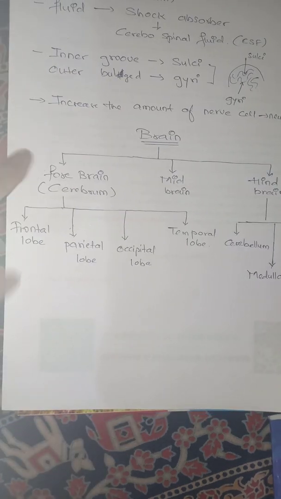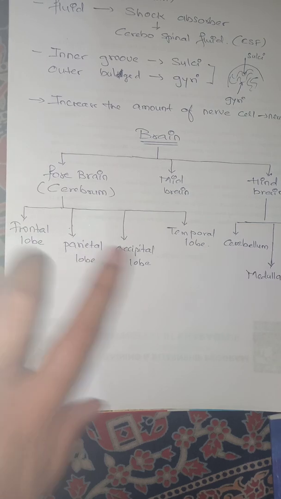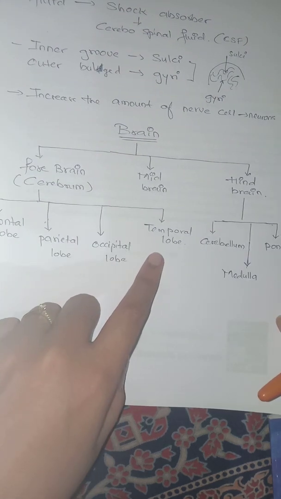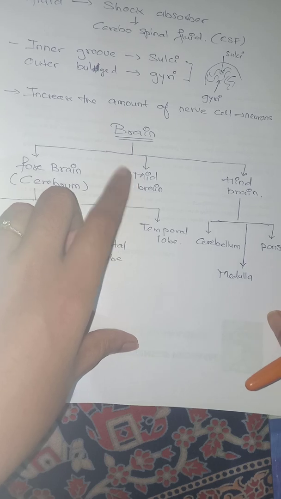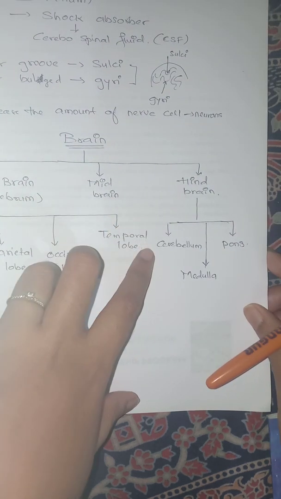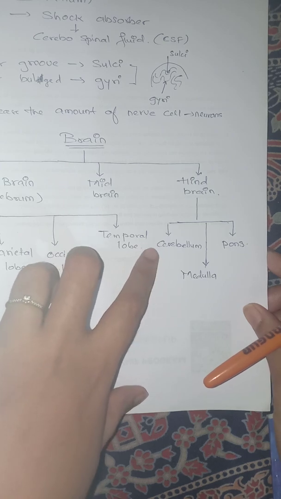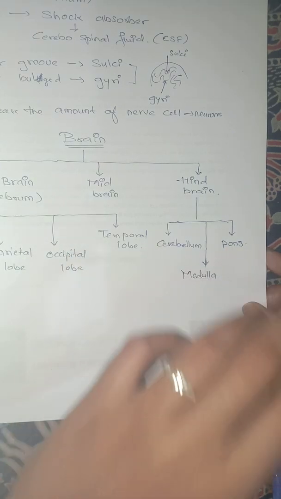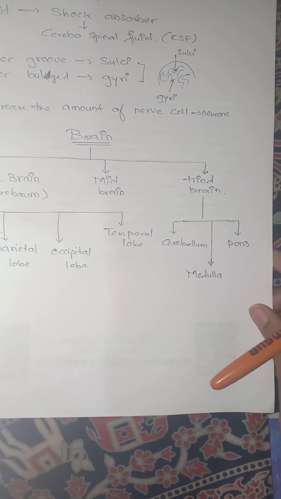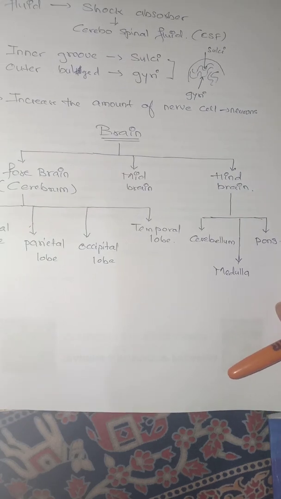The forebrain is divided into the frontal, parietal, occipital and temporal lobes, whereas the midbrain is not further divided, and the hindbrain has three different parts: the cerebellum, medulla and the pons.